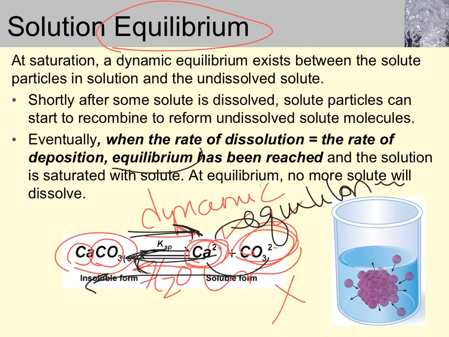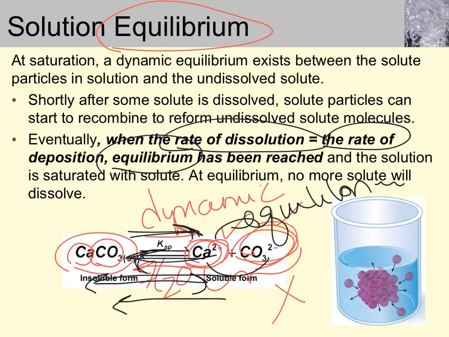And what equilibrium is, what the definition is, this is kind of an introduction to later on in the semester. Equilibrium occurs when the rate of a forward process equals the rate of the reverse process. So when the rate of dissolving or breaking apart the ionic compound equals the rate of reforming the original undissolved solid, then we have reached equilibrium.